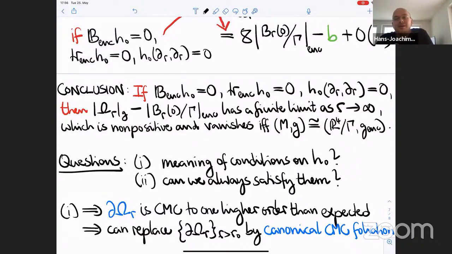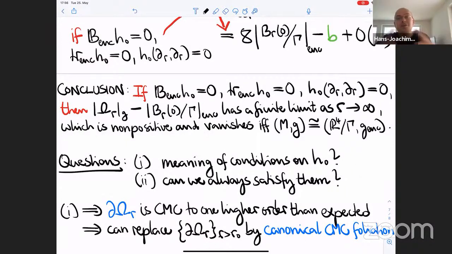And now it turns out that under the three conditions, it follows that it's actually 1/r⁵, one higher order than expected. And what this means is that, well, on asymptotically flat manifolds like this, you have a canonical CMC foliation that's very easy to construct and to prove to be unique in this case because the group at infinity is non-trivial. So you don't see any of the difficulties of Huisken and Yau in this case.